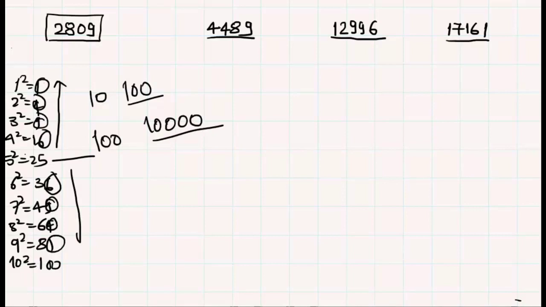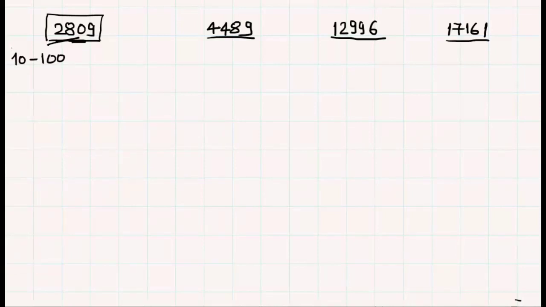10,000. So this number is bigger than 100 but smaller than 10,000, right? We have this number greater than 100 and smaller than 10,000. Then the square root of this number must be between 10 and 100, right? So what do we have here? We have concluded that the square root is between 10 to 100. So we have narrowed down where the square root lives.